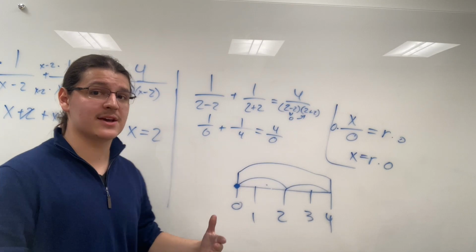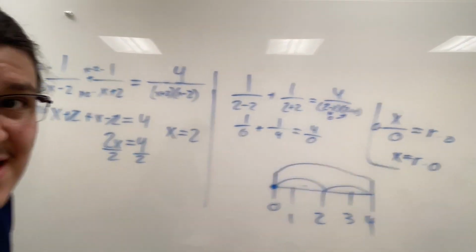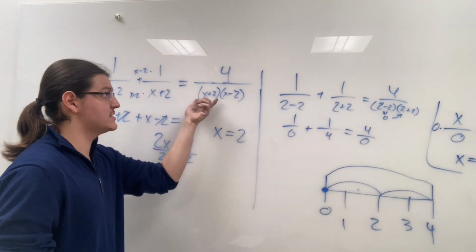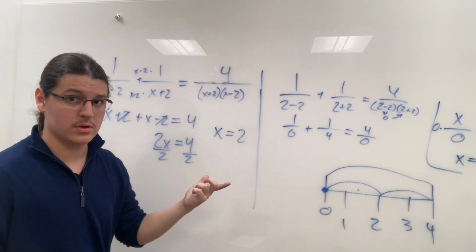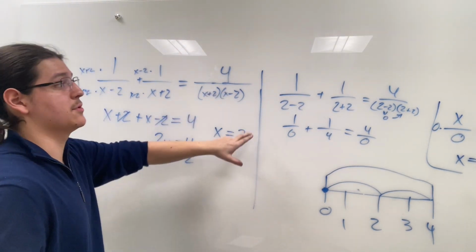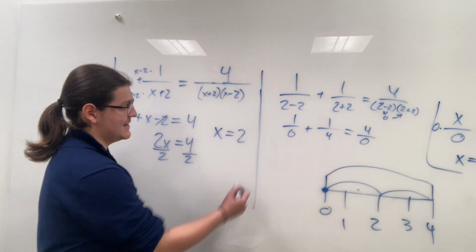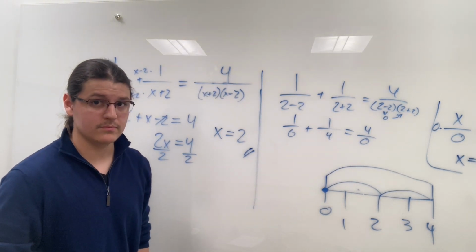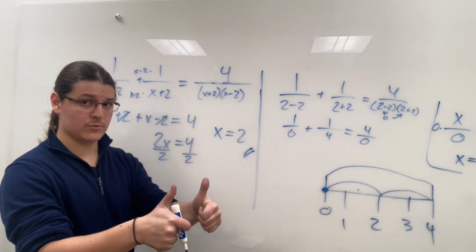So once again, to cover, when we get a solution that by itself would make a denominator 0, or if we plugged it in, it would turn into 0, then that is an extraneous solution. Rock on.